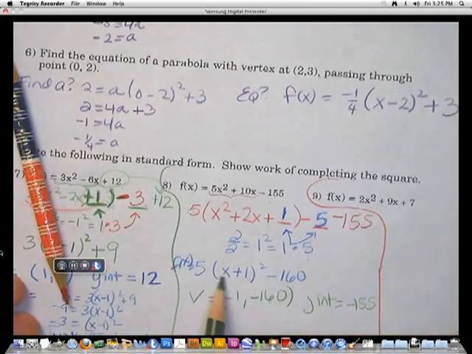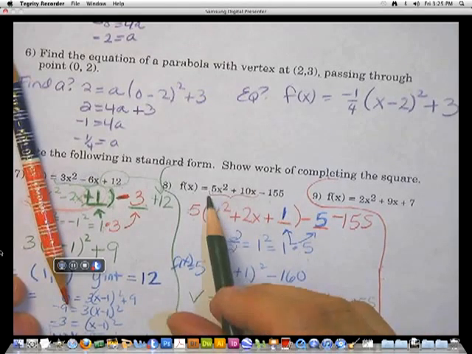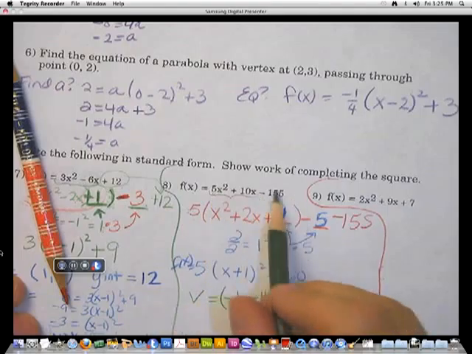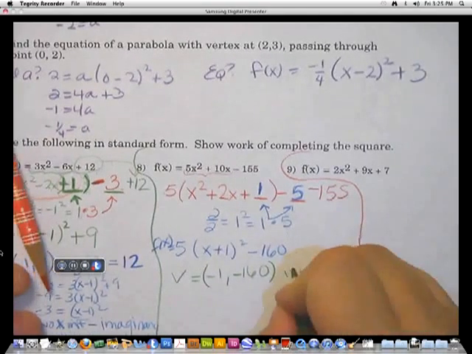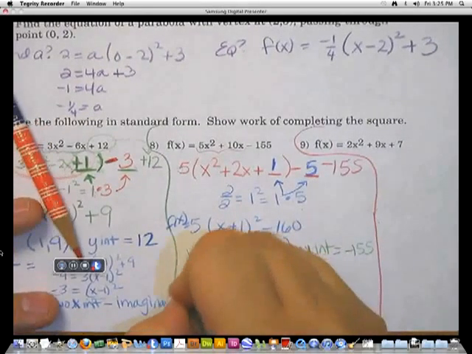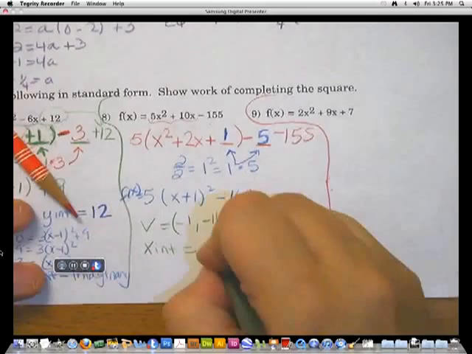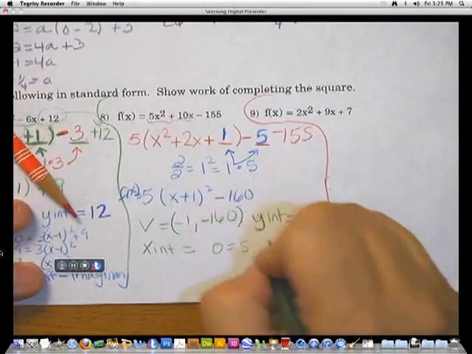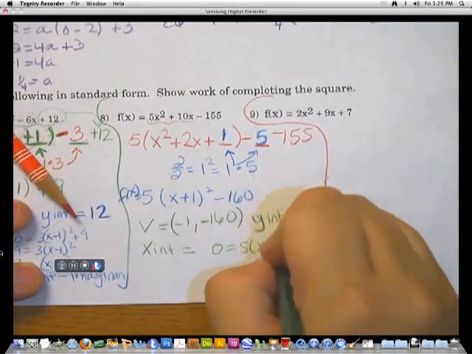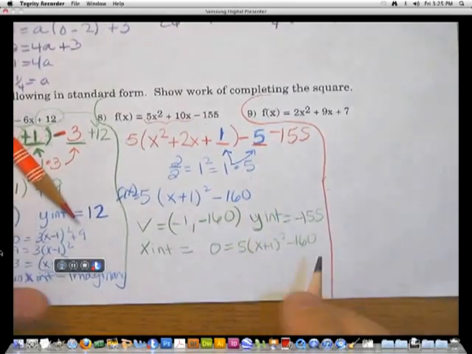If not, you can put in 0 for x here and then solve for y, but it's usually easier to go right up here, 0, 0. The constant is the y-intercept. Then we have the x-intercept, and the x-intercept means we're going to make the y 0, and we're going to solve for it.